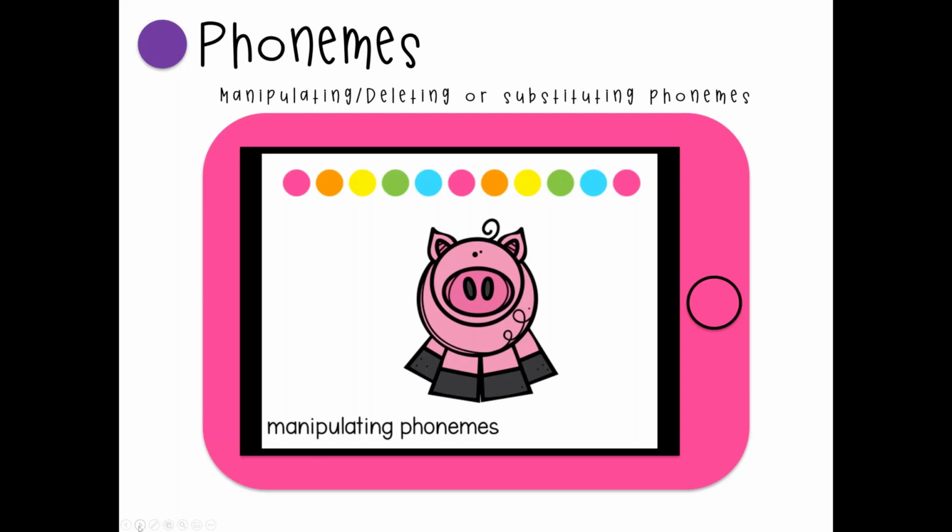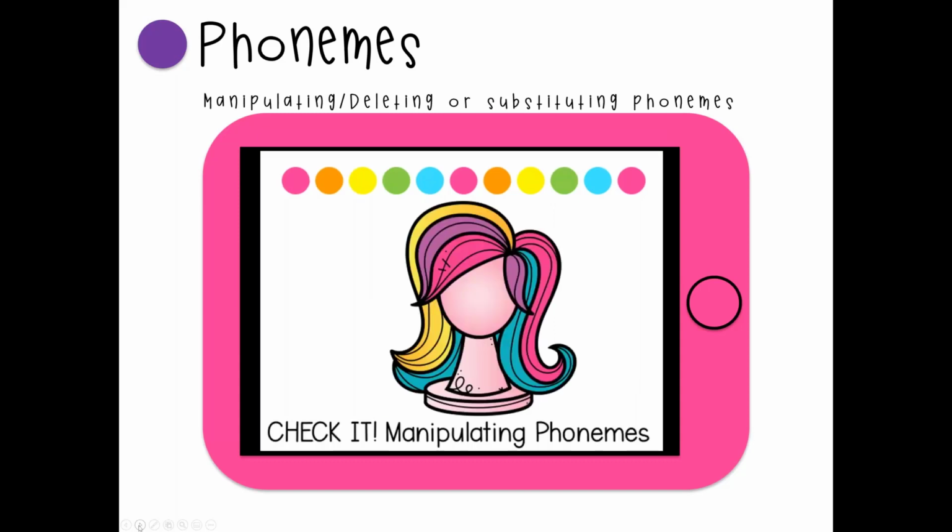So for example, this is pig. Change the p in pig to w. What's the new word? And then the next slide, they would check it. Wig, yes. So you just want to do a variety of those where you're manipulating or deleting and substituting phonemes. So you might say, pretend like it's a different slide just so I can tell you how that would sound. So this is wig. Say wig. Wig. Let's say wig without w. What's left? And you want your kids to say ig.